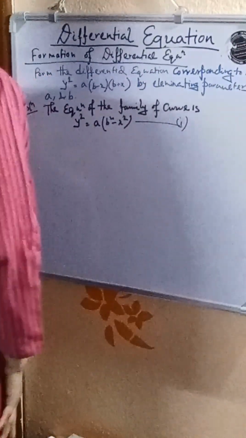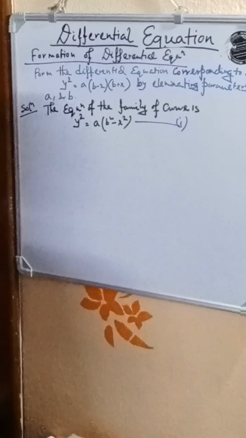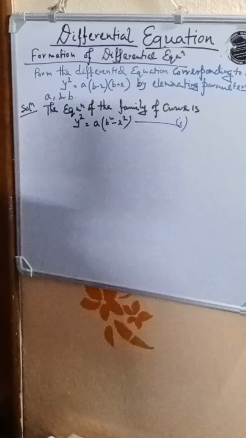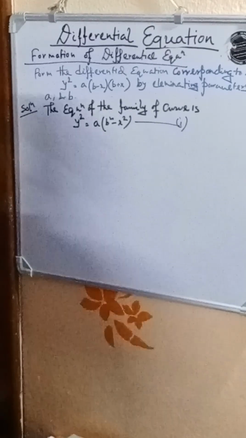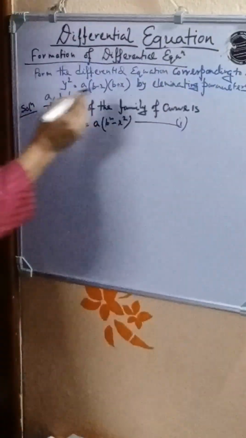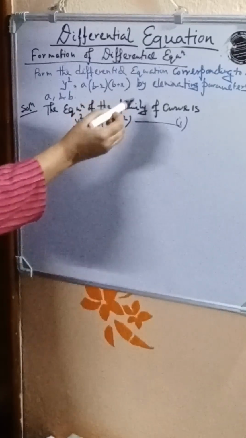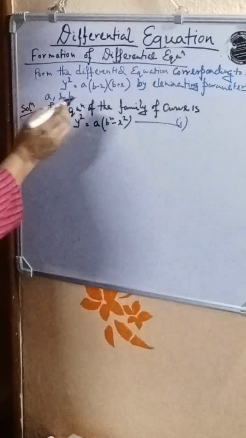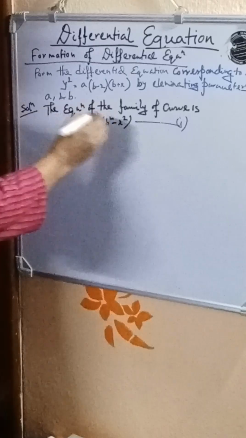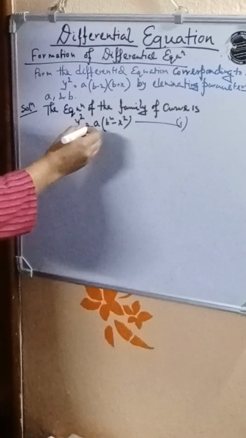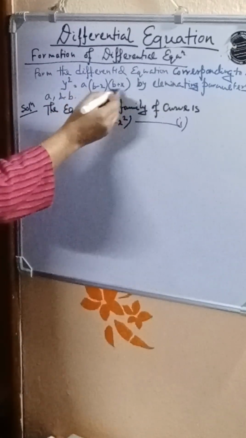Today I am going to discuss formation of differential equation. Form the differential equation corresponding to y square equal to a(b square minus x square) by eliminating parameters a and b. The equation of the family of curves is y square equal to a(b square minus x square).